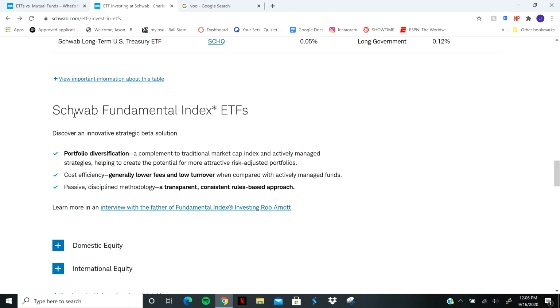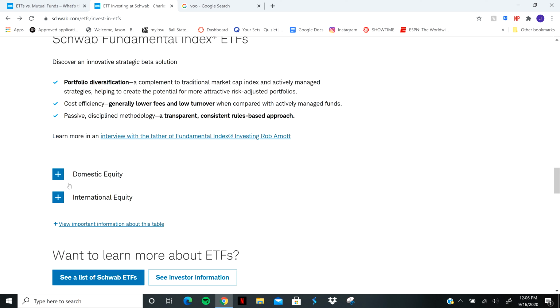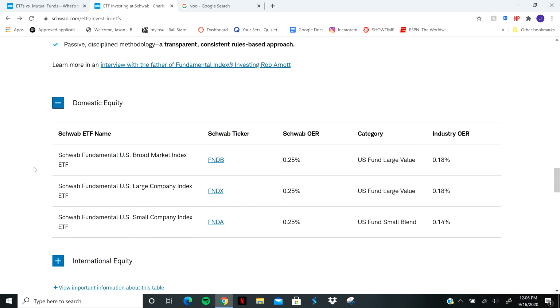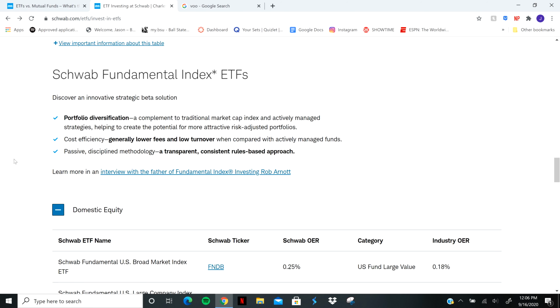Then you look at the Schwab Fundamental Index ETFs. Let's start on the domestic page. U.S. broad market index fund. So that's going to be the vast majority of the U.S. market. Then you have the large cap and then a small cap version of these things. So obviously it's a little bit higher than the industry average, but these are going to be very interesting.